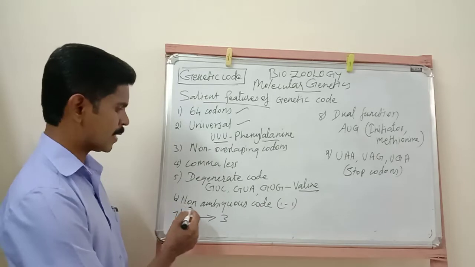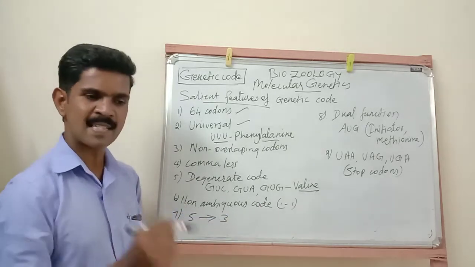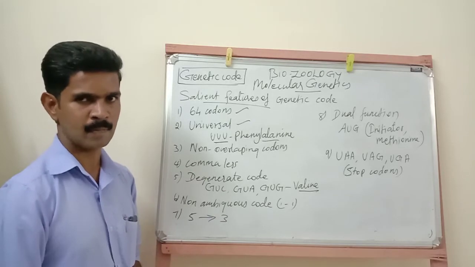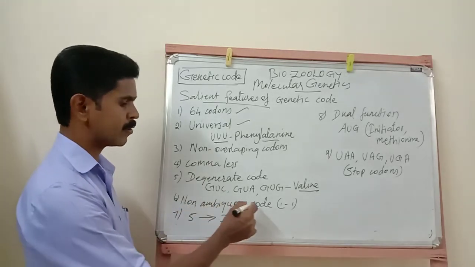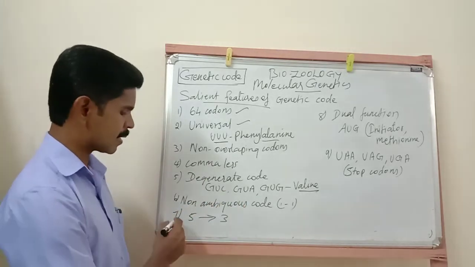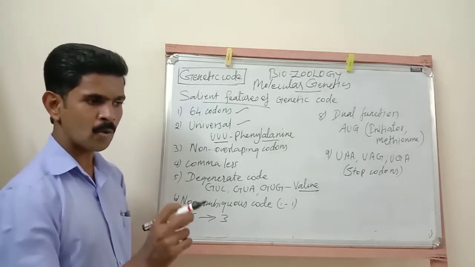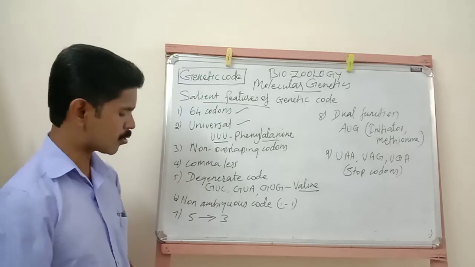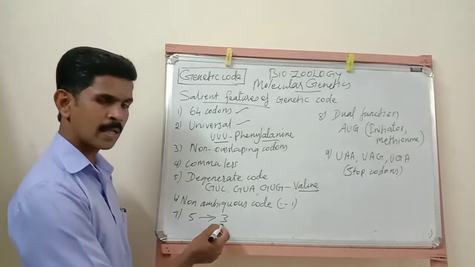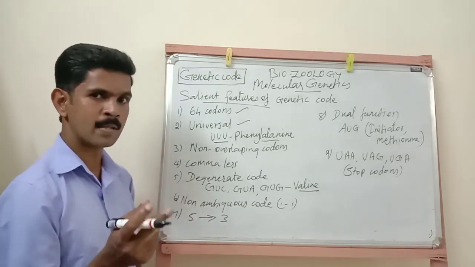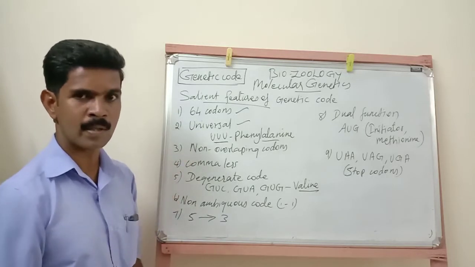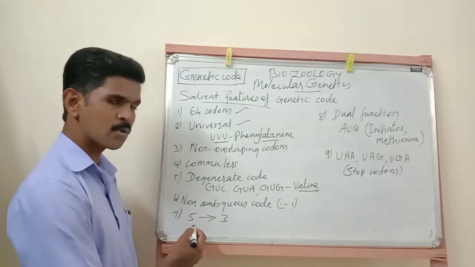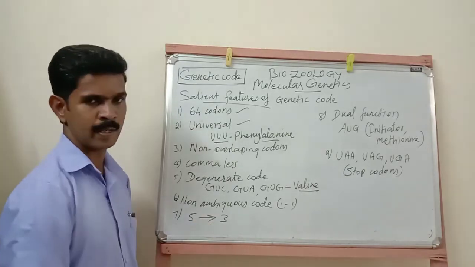Then, next one is non-ambiguous code. That means a single codon codes for a single amino acid. That's the meaning of non-ambiguous codons. And the seventh point is, this codon should be read from one end to another end. That means it should be read from 5' end to 3' end. Already I told you two ends are there: one end is called 5' end and the second one is called 3' end. So the codon should be read from the 5' end to 3' end.